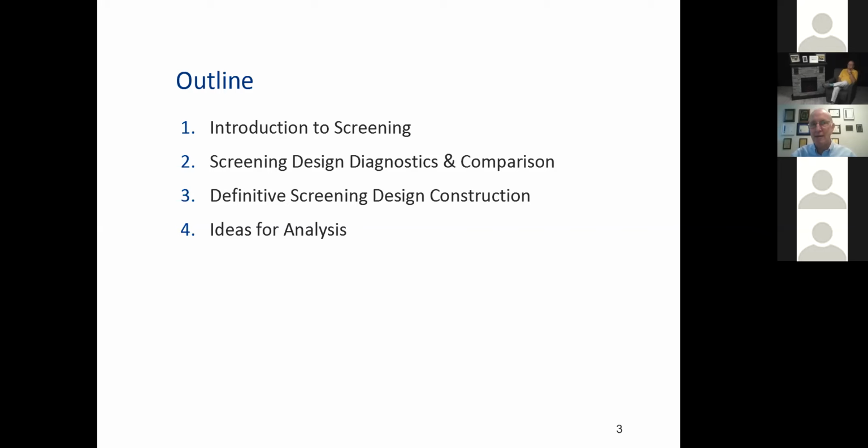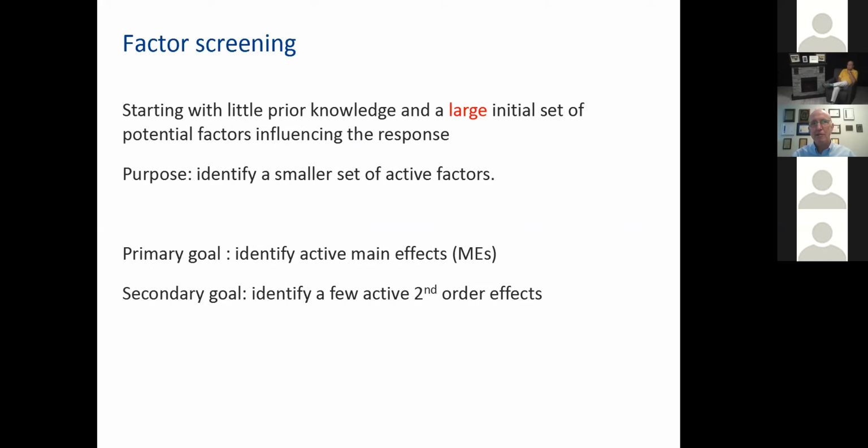So factor screening is certainly very close to the first thing that you do when you're entering into an experimental program. Generally at that stage, you might do a brainstorming session with all of the stakeholders in a process, and come up with a large set of potential factors that might influence the responses that you care about.